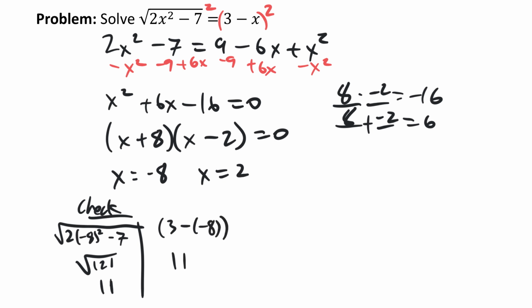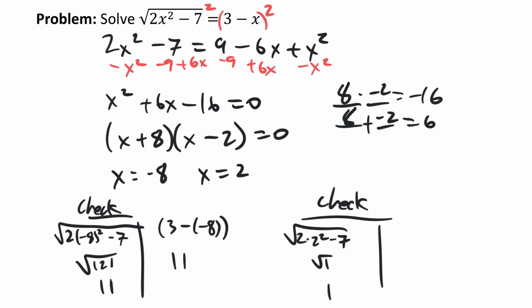Sweet. Okay, let's check the other one. Square root of 2 times 2 squared minus 7. So 2 squared times 2 is 8, 8 minus 7 is 1, and the square root of 1 is 1. Okay, 3 minus 2, that's going to be 1. Oh, that's kind of interesting. It looks like they both checked out.